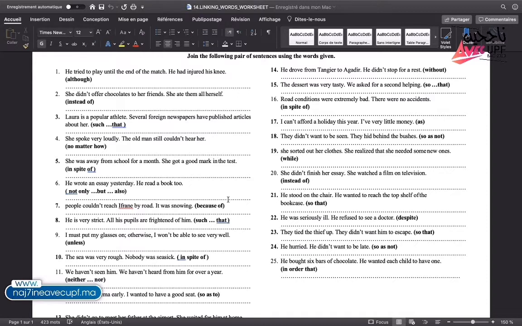Number 2, we said for example "instead of". You do: she didn't offer chocolate to her friends, she ate them all herself. Alors, she didn't offer, how do we say it, instead of offering chocolate to her friends, she ate them all herself.